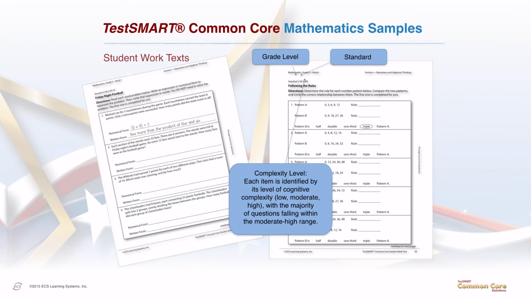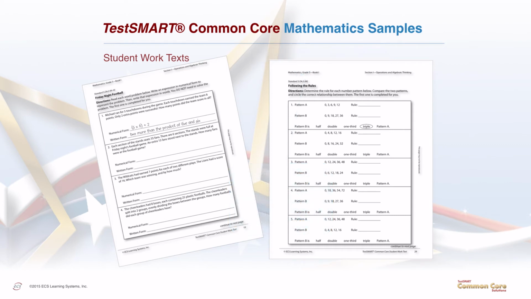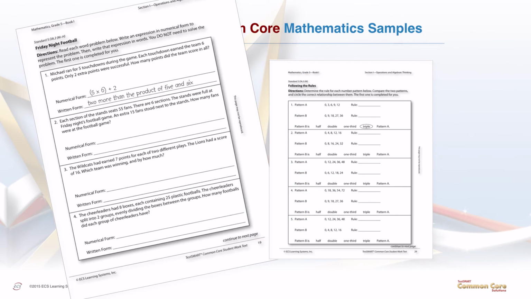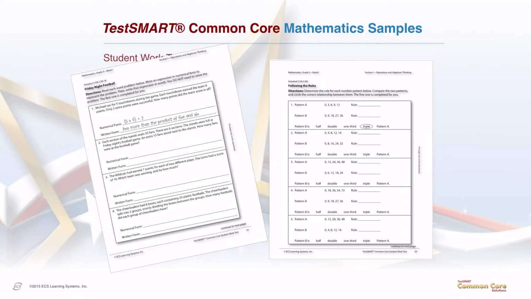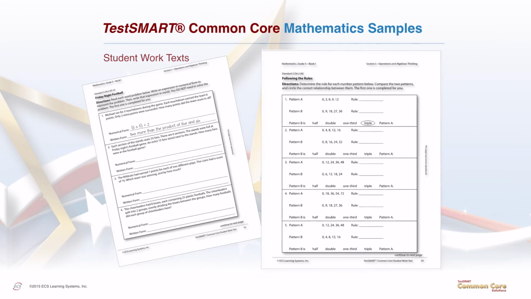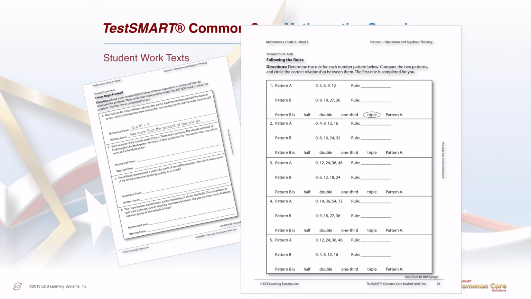Additional sample pages from a mathematics work text show 2 more activities. The left page shows an activity titled Friday Night Football, which first demonstrates how to translate a word problem into a correct mathematical expression and then asks students to do the same. The right page shows an activity which asks students to circle a word that correctly represents the mathematical relationship in the expression.